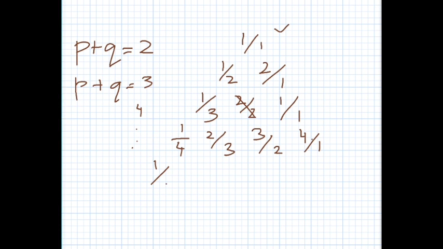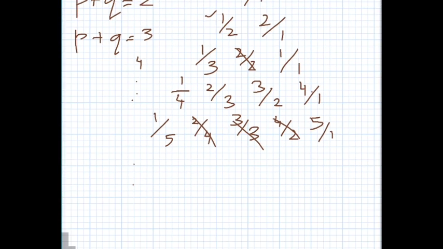So 1 over 5, 2 over 4, 3/3, 4/2, 5/1. Now we have many repetitions. So 2/4 is already taken care of by 1/2, so we cancel it out. 3/3 is already taken care of by 2/2 and 1/1, so it's already done. 4/2 is 2, so that is also taken care of by 2/1. So this way we can list them all.